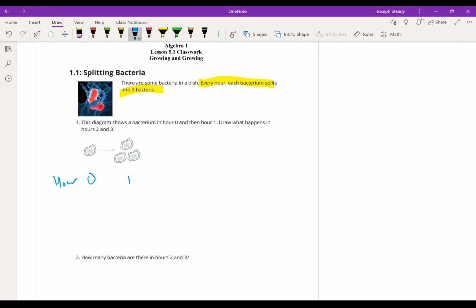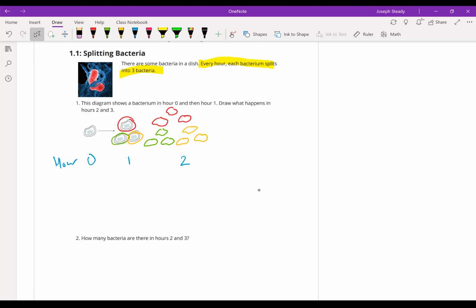So for hour 2, I want to point something out. This top bacterium here is going to split into 3 bacterium. But this bottom left one is also going to split into 3 bacterium, and so is this bottom right bacterium. So now we have all of these bacteria, when before we only had 3. And I think if we count them up, there's actually 9 there. So that's our answer down here. In hour 2, we have 9 bacteria.